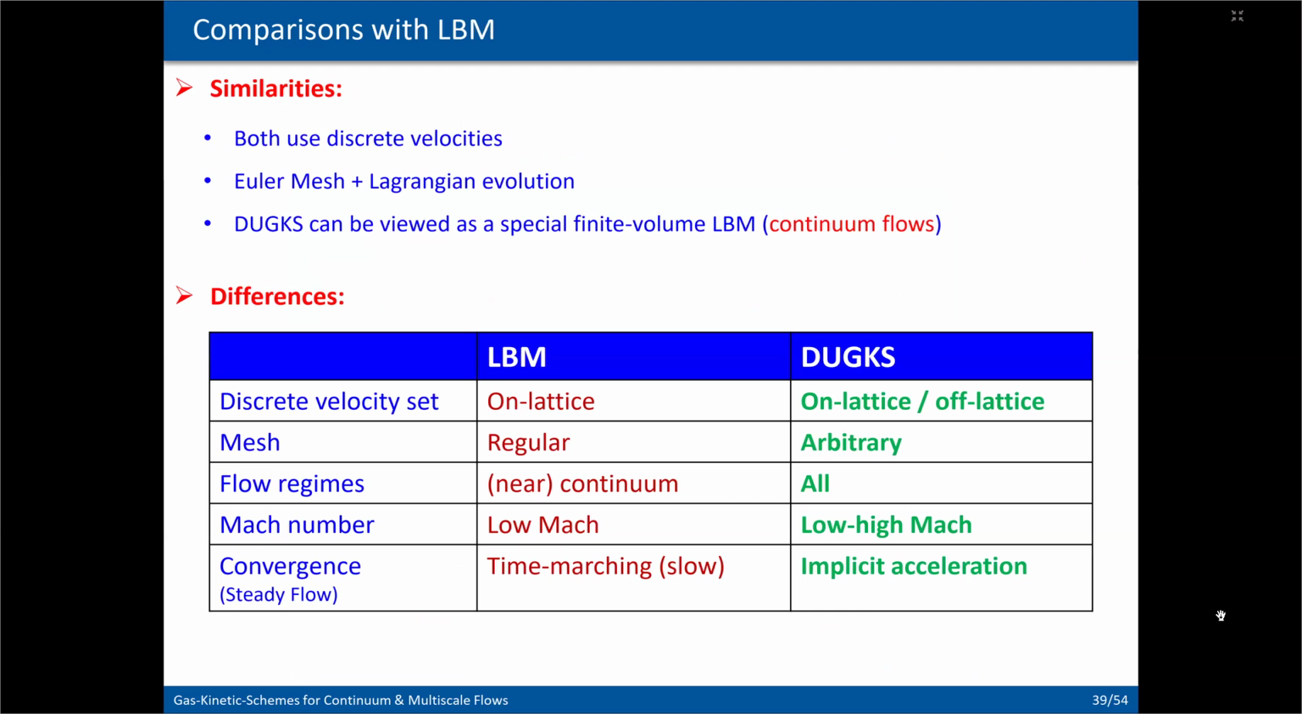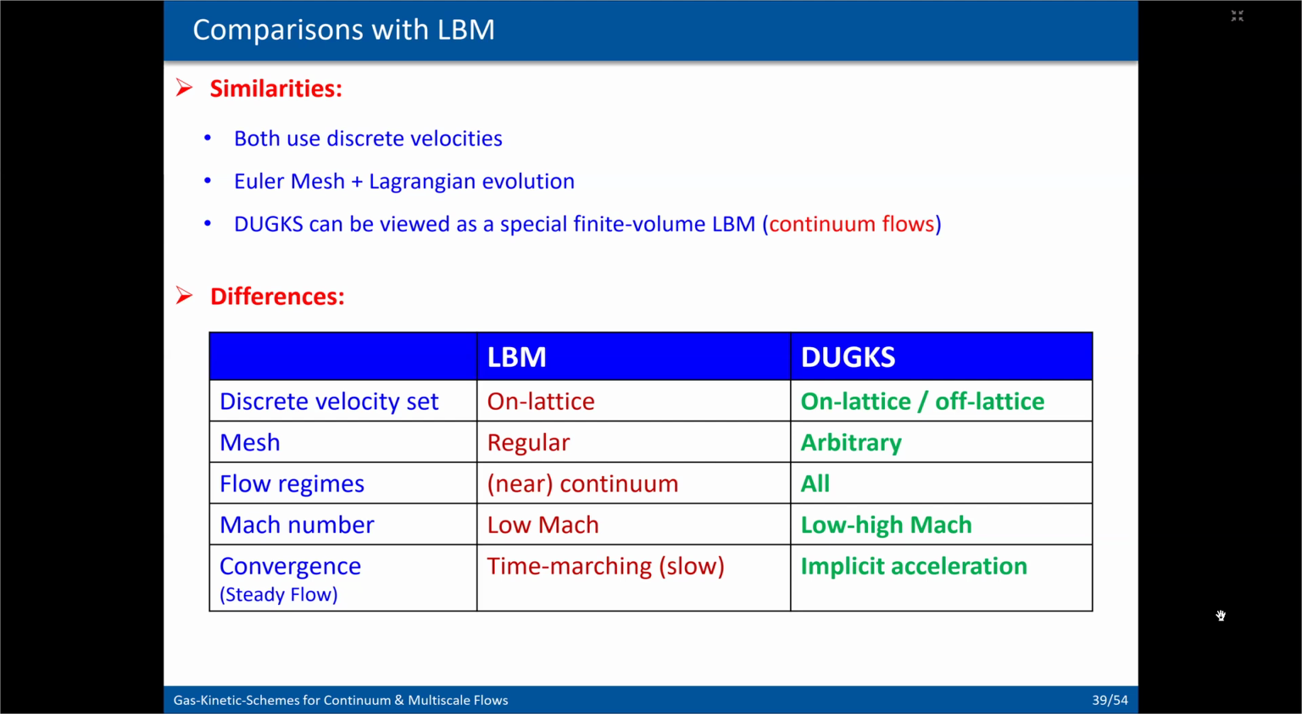We also compare with the Lattice Boltzmann method. Of course, they share some similarities. For example, they both mostly use discrete velocities, and they both use an Euler mesh and Lagrangian evolution. DUGKS can be viewed as a finite volume Lattice Boltzmann method for continuum flows. This is a special case, but some differences are also clear. For example, LBM usually adopts regular on-lattice velocities, but for DUGKS, we can use both off-lattice and on-lattice discrete velocities. For the mesh, the Lattice Boltzmann method uses regular meshes, and with DUGKS you can use arbitrary unstructured meshes. And LBM is limited to near-continuum flows, while DUGKS can be used for flows covering different Knudsen numbers.